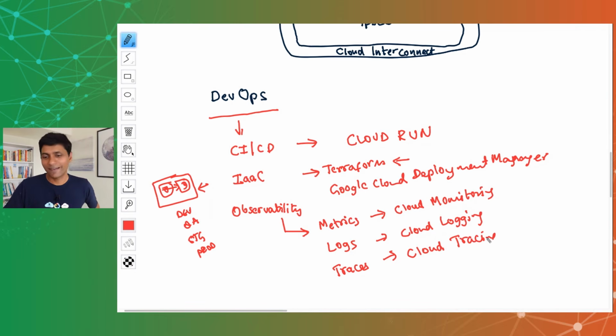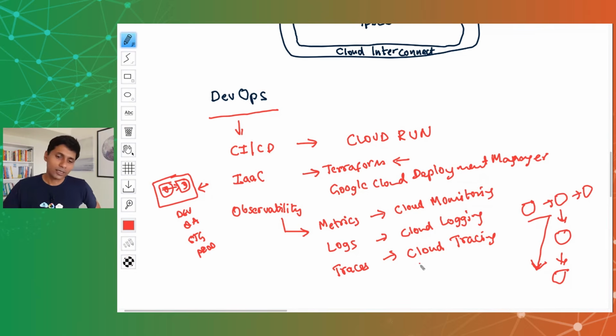And you should be able to guess the next one. Cloud tracing allows you to trace requests across multiple things. Whenever we talk about microservices architecture, the requests go across multiple services. When you want to debug problems, you want to be able to identify, hey, where did it start? How did it go? This is what is called tracing. And in Google Cloud, the service which allows you to do this is cloud tracing. So those are some of the important services which are related to DevOps in Google Cloud.